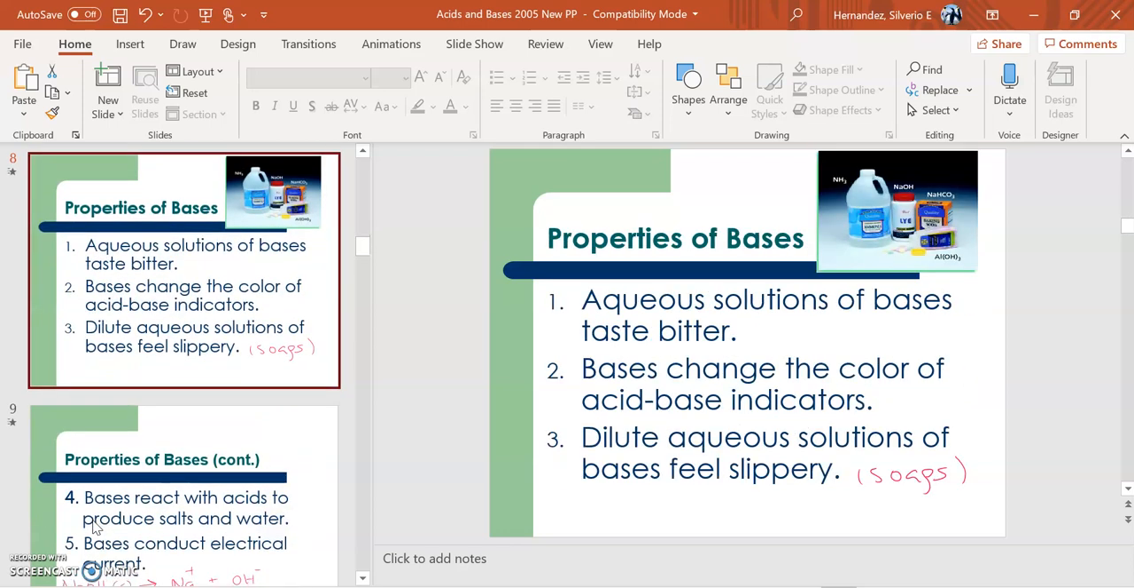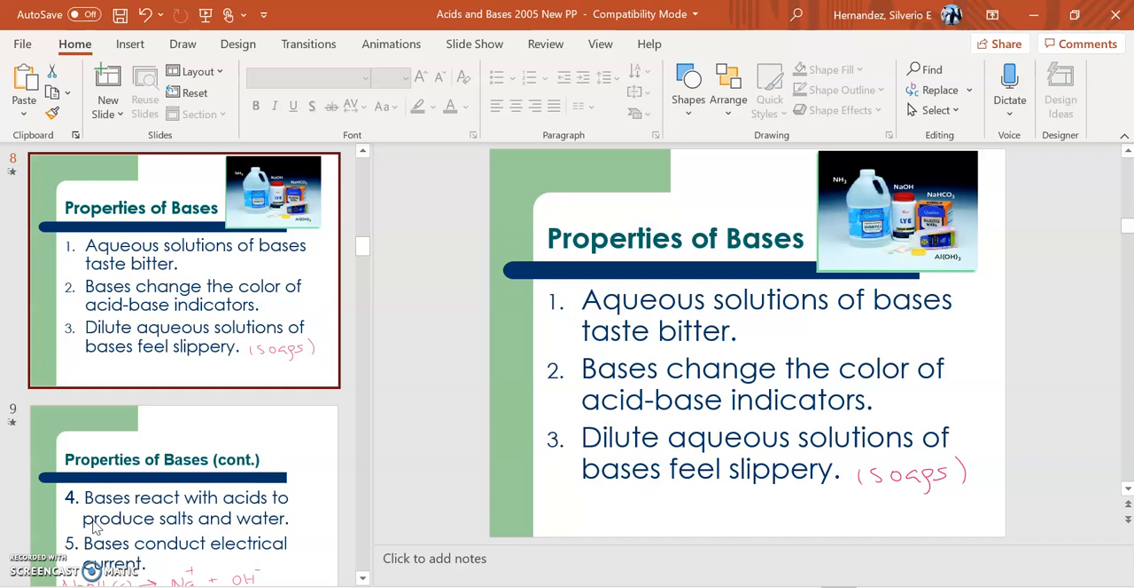Now we're moving into properties of bases. Bases have a bitter taste. So you see up here sodium hydroxide, ammonium, baking soda. You have some bases like aluminum hydroxide, like those antacids. All of them have a bitter taste to them.